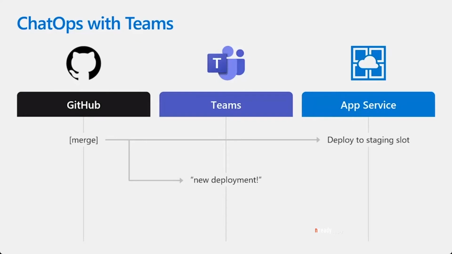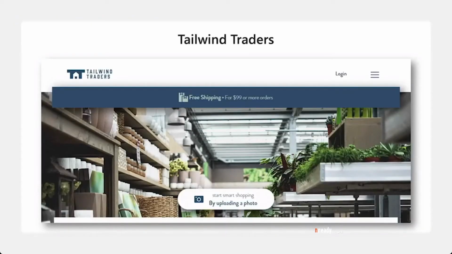So after seeing this message in Teams, you can go directly to the staging slot, test everything out, make sure everything looks good, and if it does, then we can click that promote button, and this will trigger the promotion or the slot swap, and then the staging deployment will be promoted to production. All right, super cool. Let's take a look at this in action.